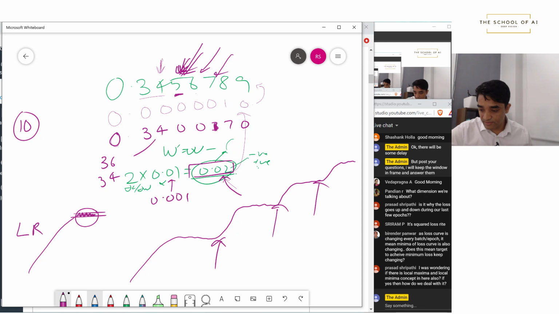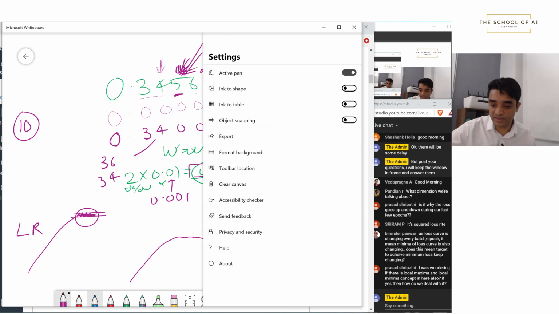I was wondering if there's a local minima and local maxima concept here also. If yes, then how can we deal with it? We don't have any concept of local maxima here. Local maxima I was showing you with respect to GradCam. Please forget that for today's session. We only have local minima, right? We don't get stuck at local maximas because we're going to see soon why we don't get stuck there. But local minima we can get stuck, and we have to figure out a way in which we can get out of our local minimas.